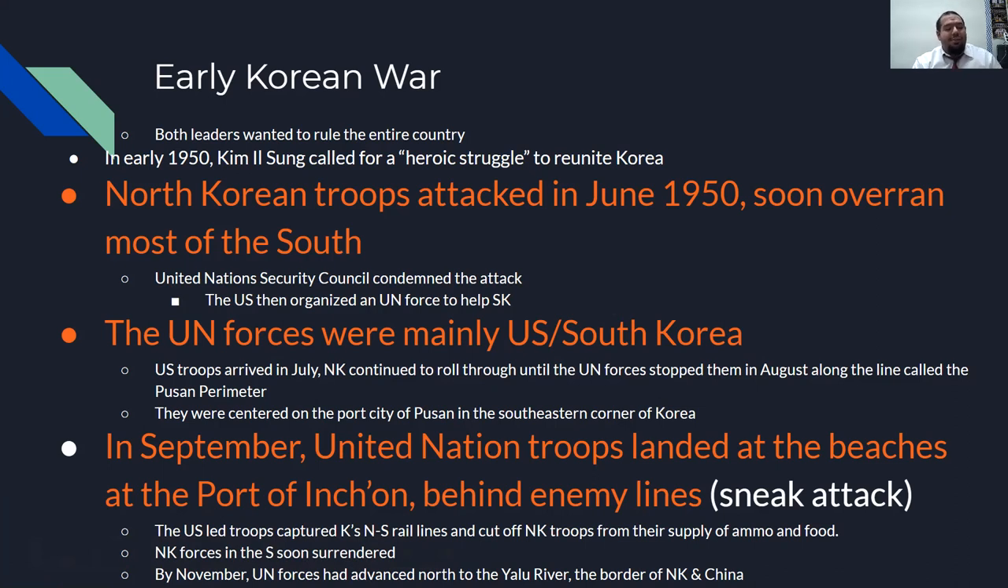The U.S.-led troops captured Korea's North and South railroad lines and cut off North Korean troops from their supplies of ammo and food. North Korean forces in the south soon had to surrender, and by November, UN forces had pushed all the way north to the Yalu River, which is the border of North Korea and China.